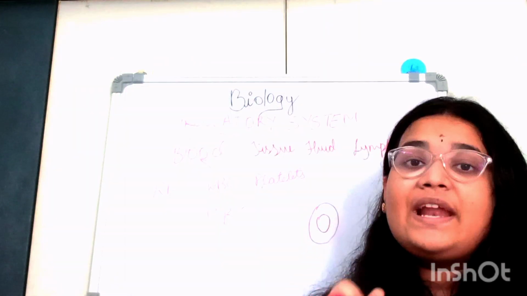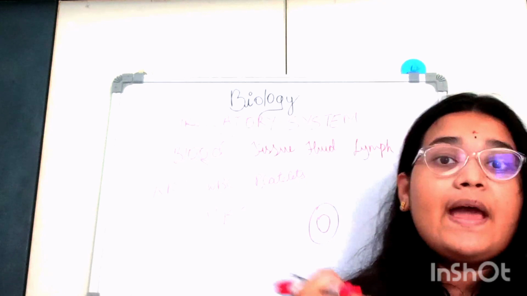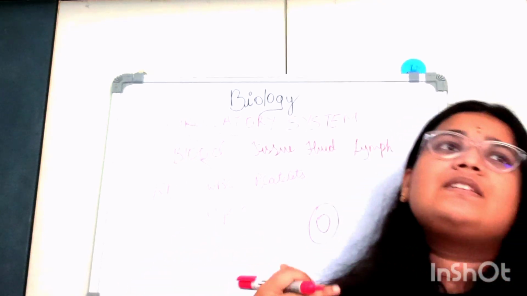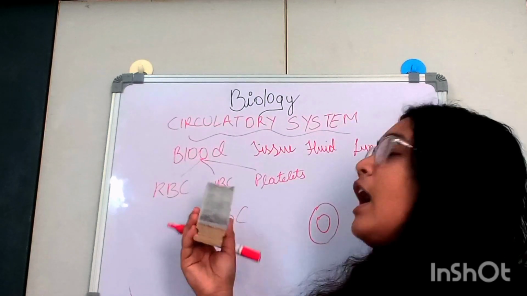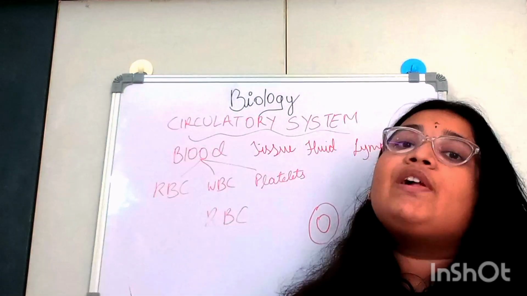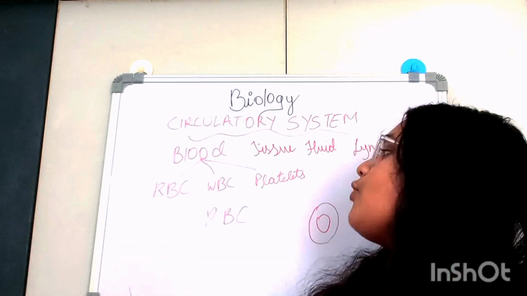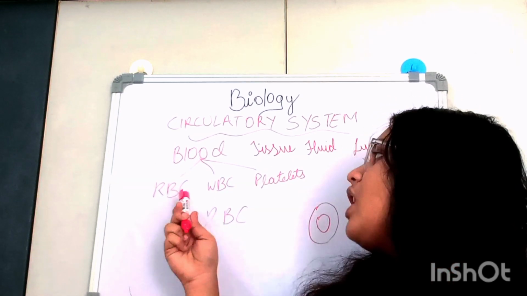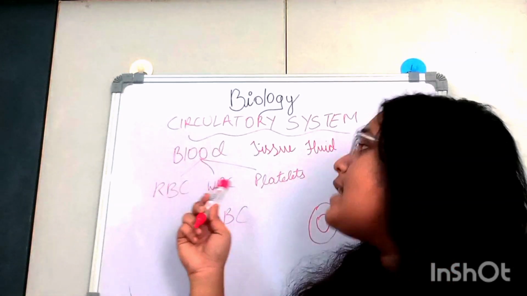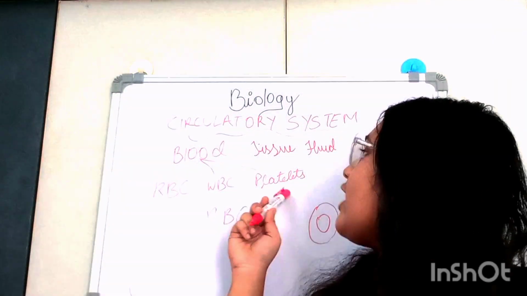We said that blood contains two important things, plasma and cellular constituents. Plasma is just a liquid, and it also contains certain things. We'll talk about that later. Now, the cellular constituents are basically three in number: RBC, red blood cells; WBC, white blood cells; and platelets.